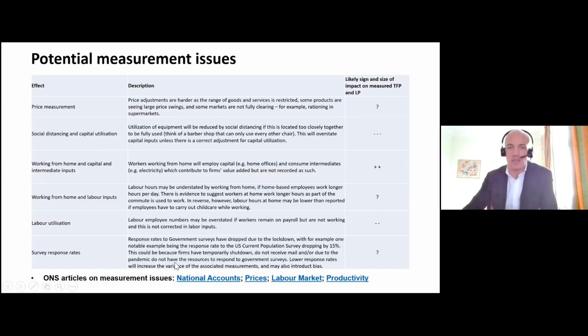And there's an issue about labour utilisation, which could tend to push down on measured total factor productivity. And then there's also an issue about survey response rates, which, a bit like price measurement, will just introduce noise. It's difficult for me to say what direction the bias is going to be. Many of these issues have been covered elsewhere in an excellent series of articles by the ONS, which I commend to you all if you haven't already seen them.